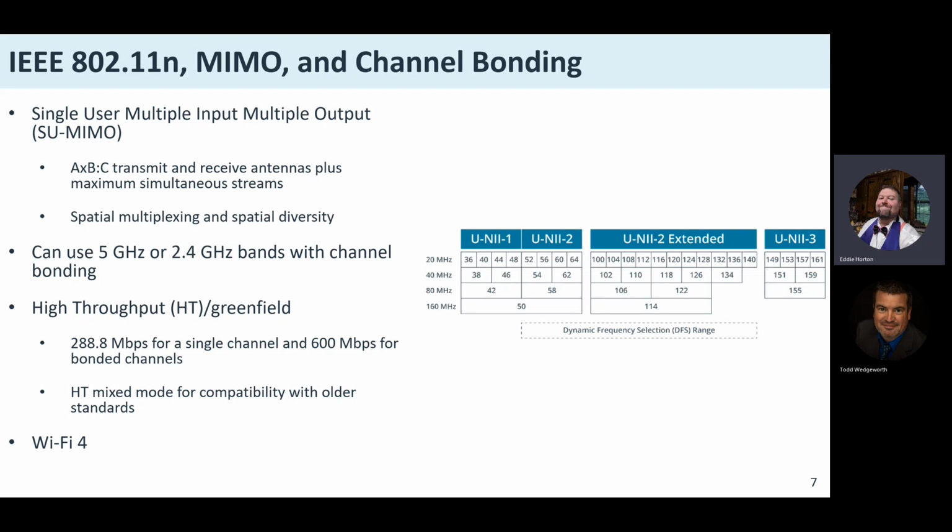N can use the 5 or the 2.4 gigahertz at the same time. And on each channel, you could get up to 288.8 megs on a single channel. So you could bond that together and get up to 600 theoretically.